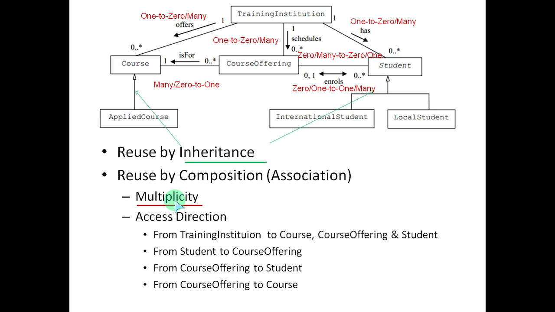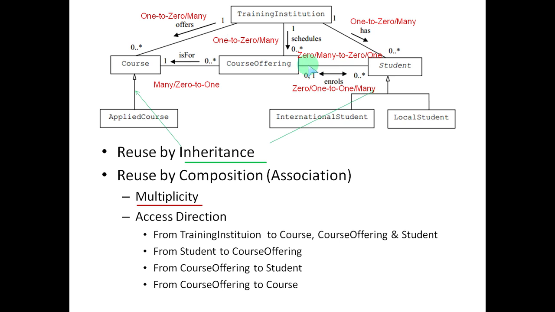Then reuse by composition, or association, is signified by all these arrows down here. There's the notion of multiplicity. So here it means 1 to 0 or many. Sorry, there's a typo: 1 to 0 slash many. And the same is the relationship for the associations schedules and heads. They all have a 1 to 0 or many relationship.